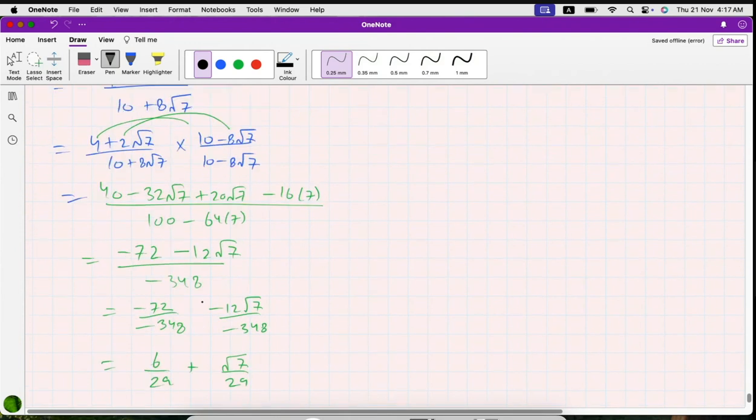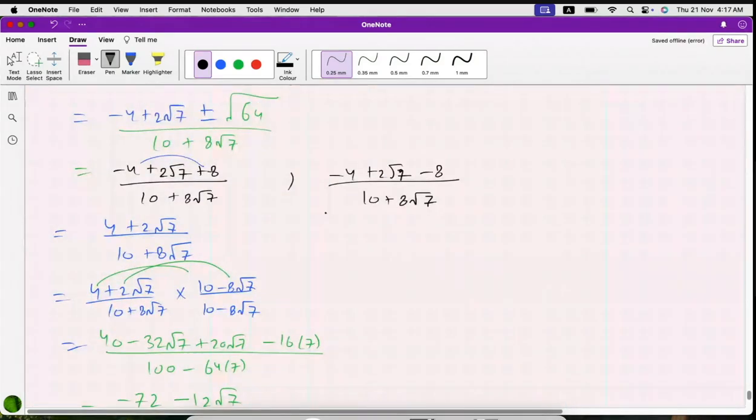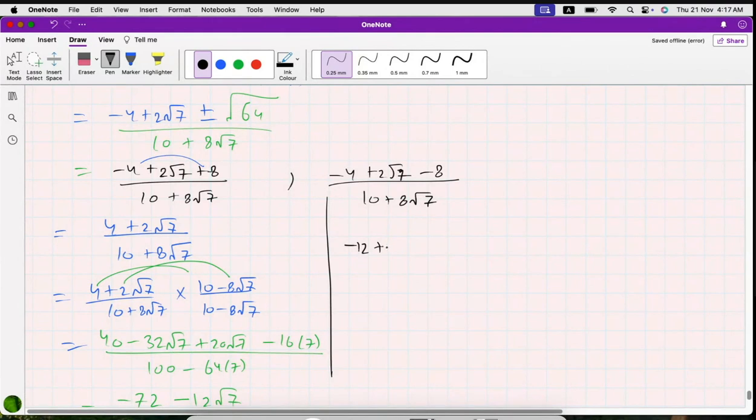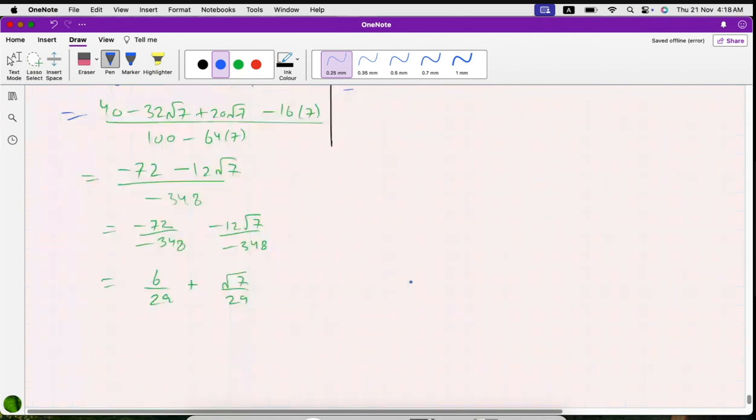So this side is done. Now the other side. That's minus 12 plus 2 square root 7 over 10 plus 8 square root 7. We rationalize by multiplying by 10 minus 8 square root 7 over 10 minus 8 square root 7. Rationalization is further into the book, right? Yeah, sort of. That's not a very big task, but the difficulty level of this question is higher, so we have to go through a lot of working.